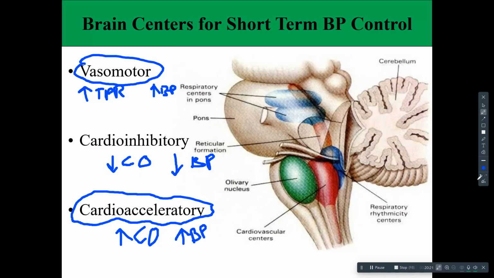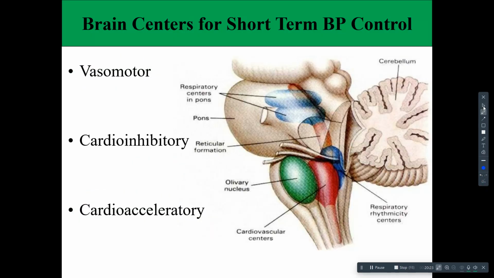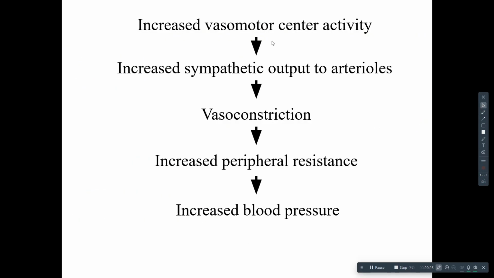Okay, let's expand on this a little bit. If I have more vasomotor center activity, I have more sympathetic signals to my arterioles. So that means I'm releasing more norepinephrine on that tunica media. Tunica media is contracting. Vasoconstriction, in other words, resistance is going up. Pressure is going up as well. All right, sweet. Let's look at the next one.